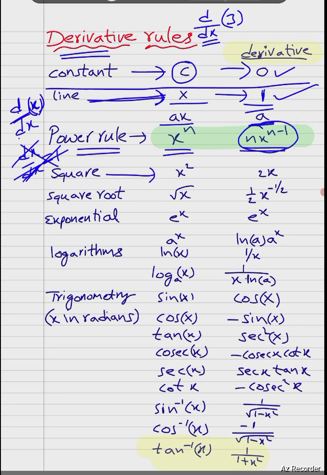And what about square? The derivative of x square is 2x. This we have already derived in the previous slide. What's the derivative of root x? The derivative of root x is 1 by 2 times x power minus 1 by 2. Exponential doesn't change. The derivative of e power x is e power x only, and for a power x it is natural log a into a power x. Next, the derivative of natural logarithm of x is 1 by x. These are all rules we have to memorize.